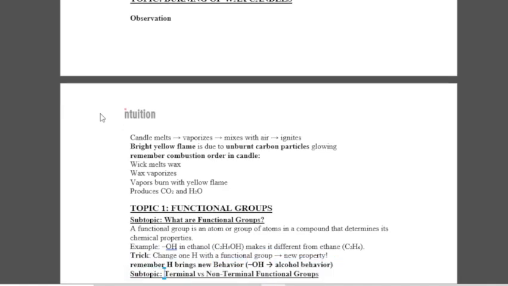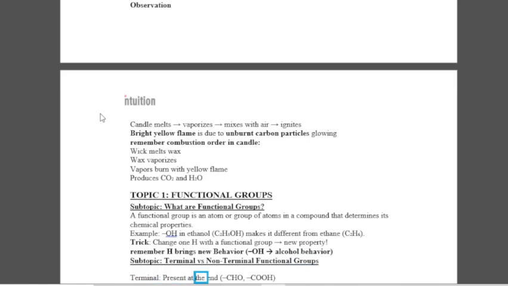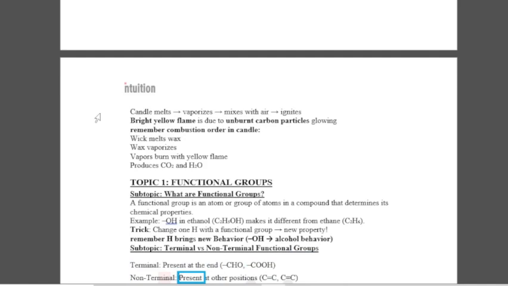Subtopic: Terminal versus non-terminal functional groups. Terminal, present at the end: CHO, COOH. Non-terminal, present at other positions: C=C, C≡C.